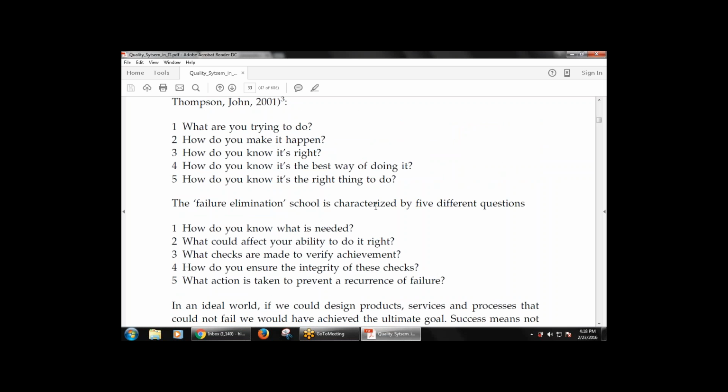And failure elimination also has 5 questions. How do you know what is needed? That means how do you know what is needed for quality? What could affect your ability to do it right? Then what checks are made to verify the achievement? That is, what are the various checks that are made to verify the achievement of the target?